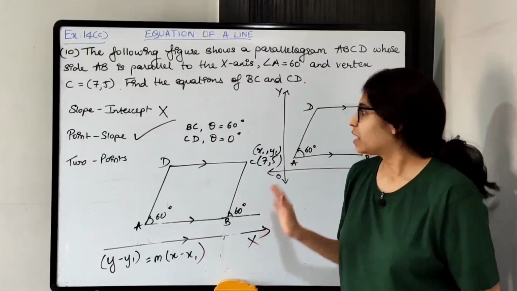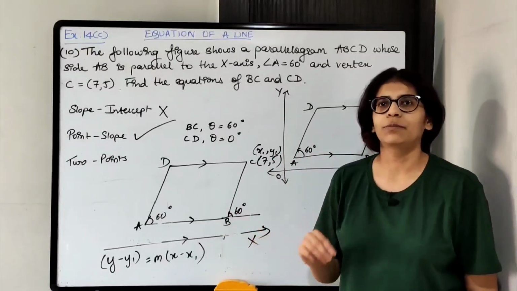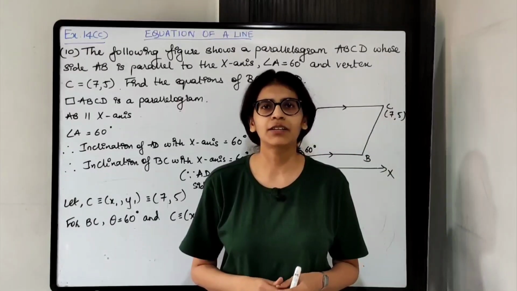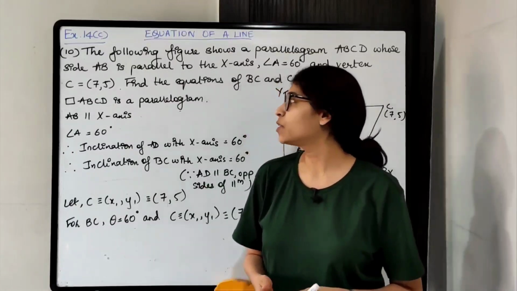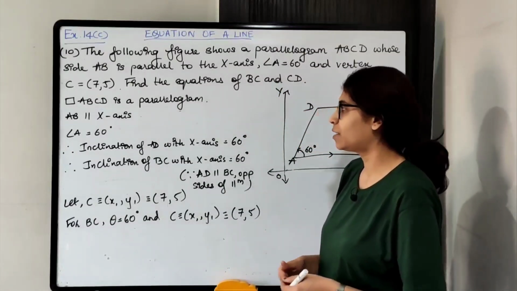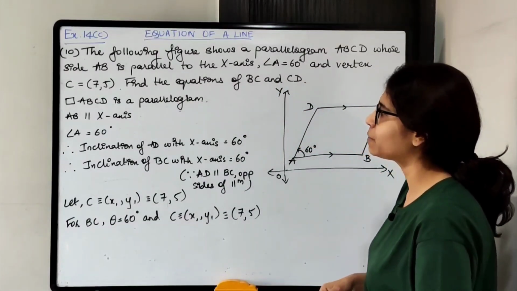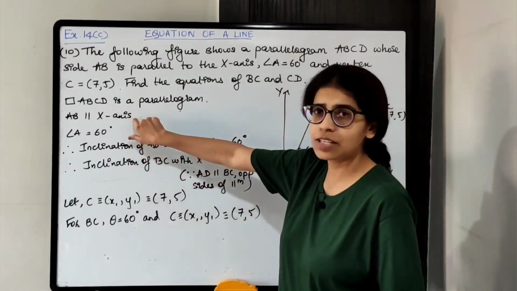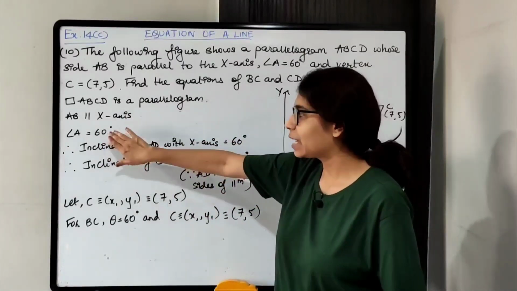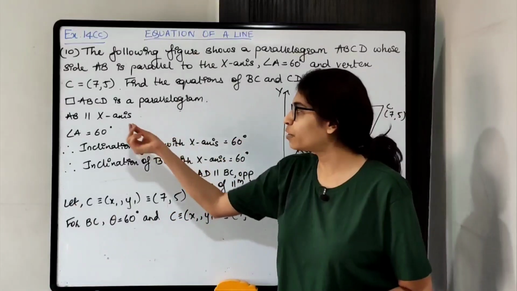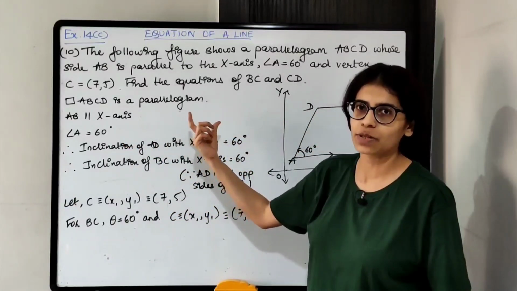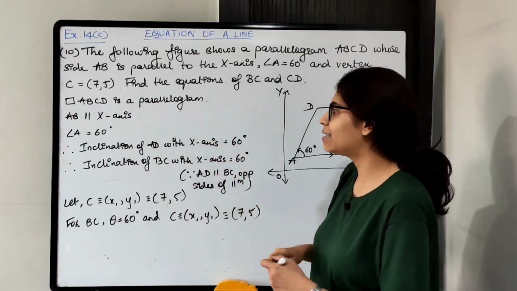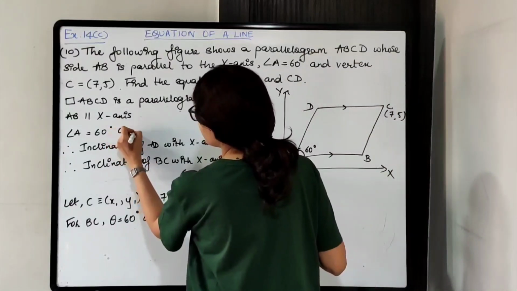All right. Now we will solve properly with proper statements. There are a few statements to be written. First, we'll write down the given information, that is quadrilateral ABCD is a parallelogram. AB is parallel to X axis. This is very helpful information. Angle A is 60 degrees and I forgot to write down the coordinates of C. Write that as well. Okay. So write down over here and C is 7,5.